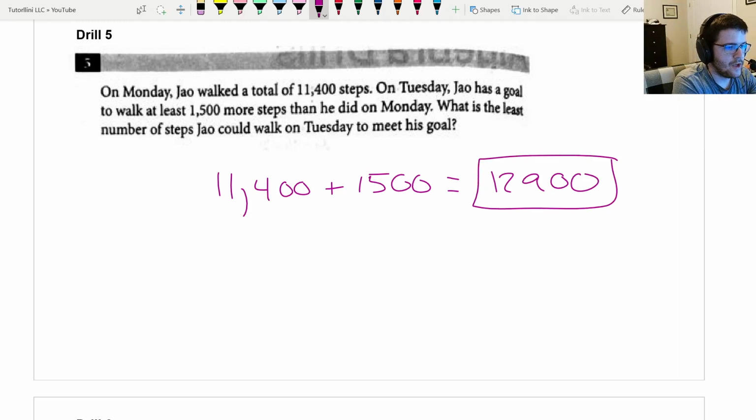So if you were going to be really particular, just keep in mind it does say least number of steps. So this really is an inequality. X is the number of steps he can walk on Tuesday. He wants to walk at least 1,500 more steps, which is 12,900. So the lowest number of steps, because we're including 12,900, is 12,900. Great. Okay, let's keep going.